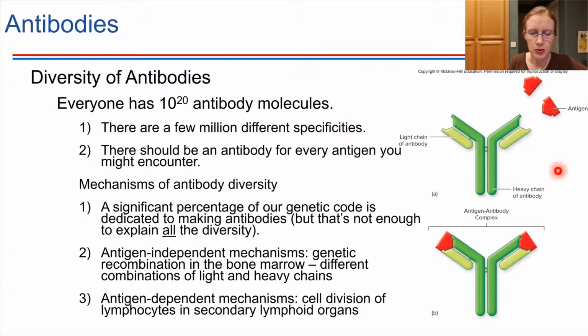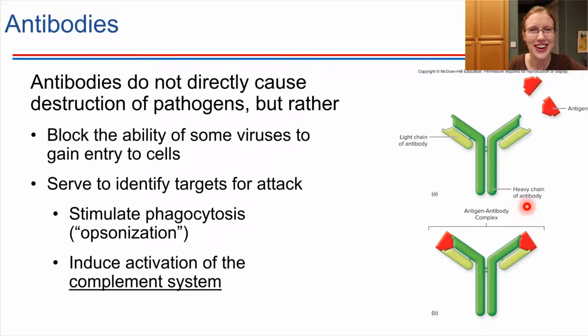So antibodies, we've said that they bind to pathogens, but what does that do? Does that kill the pathogen? No, is the simple answer. Antibodies do not directly cause destruction of pathogens. Instead, they act like little flags. They tag things so that other immune cells can come over and deal with the pathogen. So they act like markers. They stick to the pathogen and provide something that our cells can recognize.